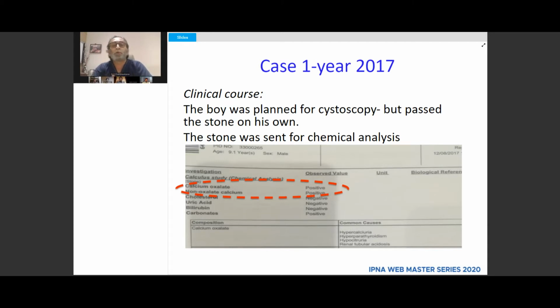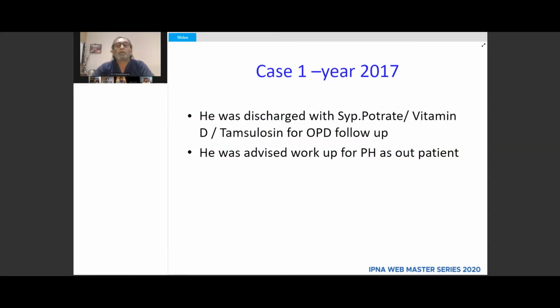the stone was sent for chemical analysis, which revealed calcium oxalate stone as well as non-calcium oxalate components. So he was discharged with syrup potassium citrate, vitamin D, and tamsulosin, and for OPD follow-up, he was advised to work up for possible primary hyperoxaluria as an outpatient.